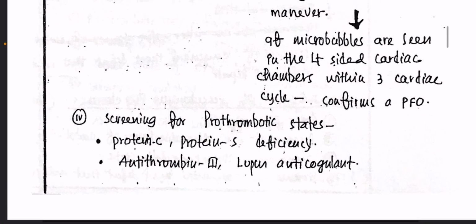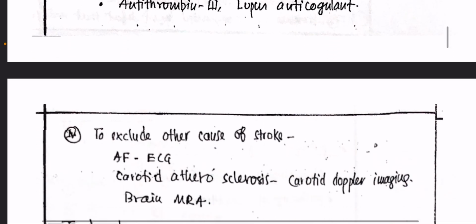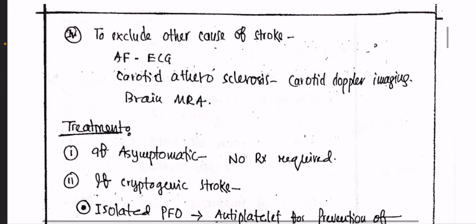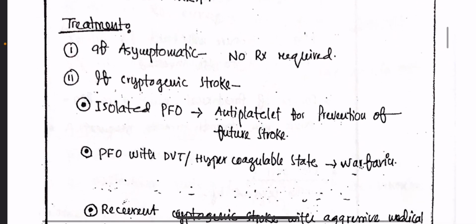Screening for prothrombotic states such as protein C, protein S deficiency, antithrombin 3 and lupus anticoagulant. Investigation is done to exclude other causes of stroke such as atrial fibrillation by ECG, carotid atherosclerosis by carotid Doppler imaging and brain MRA. Now, what is the treatment of PFO?